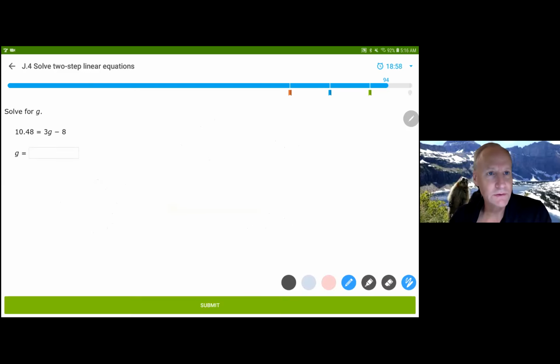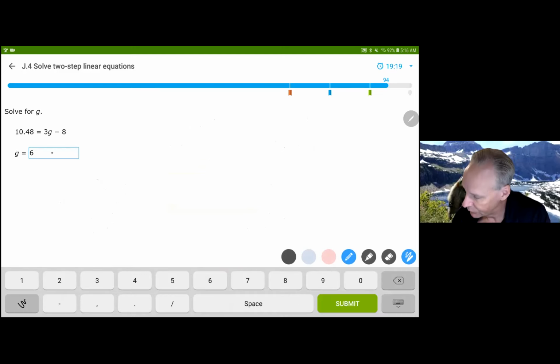Boy, we're going slow today for some reason. All right, so we're going to add 8 and then divide everything by 3. And this one is actually going to be, it looks like 6.16 maybe. No, yeah, 6.16. Now I'll just write it down. 6.16. Let me just double check my work.